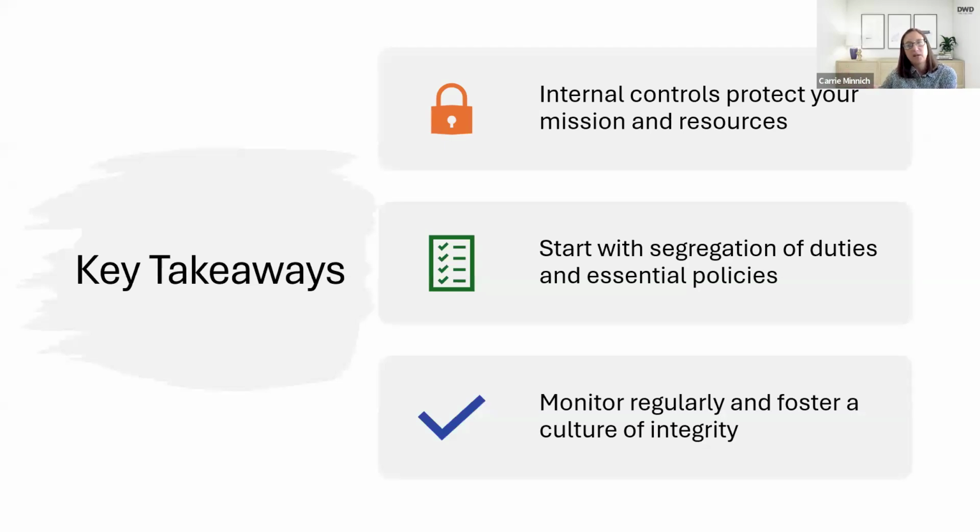So as far as key takeaways, internal controls protect your mission and your resources. So again, it's not just about not stealing cash or your fixed assets, computers, but it's also your whole financial reporting that goes out to your donors, to the banks, to the government entities that you report to. Segregation of duties is key. If you don't do anything else, look at your segregation of duties to see who is doing what, start with that, and then go on to the different written policies.